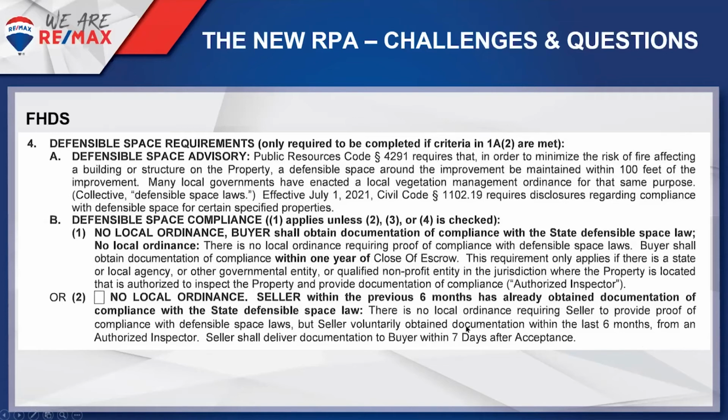There's a law right now that says all properties in high and very high fire zones have to be in compliance. I'm not selling my house. I don't think I am. And I'm in a very high fire zone. I have to be in compliance. But I can sell my house and not get an inspection saying I'm in compliance. Why? Because there's not a local ordinance that says I have to have that inspection as a point of sale. That's the point. So paragraph 4B1, the default paragraph, will apply most of the time.